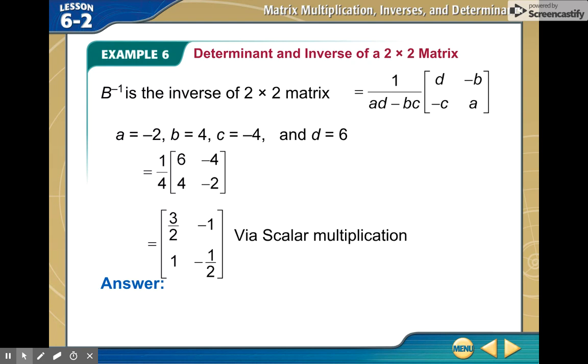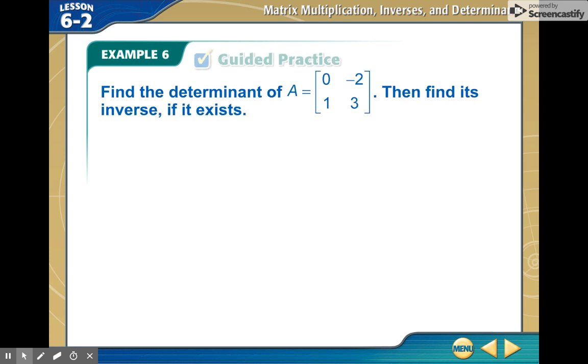All I do is take 1 over my determinant, so 1 over 4, and then I do scalar multiplication and multiply that times everything in there. So 1/4 of 6 is 3/2, 1/4 of -4 is -1, 1/4 of 4 is 1, 1/4 of -2 is -1/2, and that becomes my inverse. If I was to take this matrix and multiply it on both sides by my original matrix, I should get the identity matrix coming back. That's what it means for it to be an inverse.